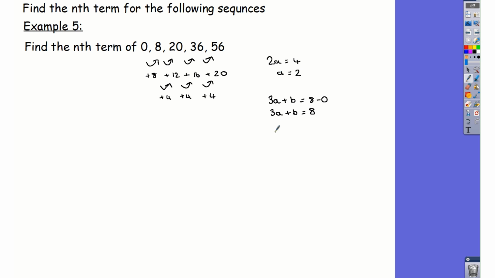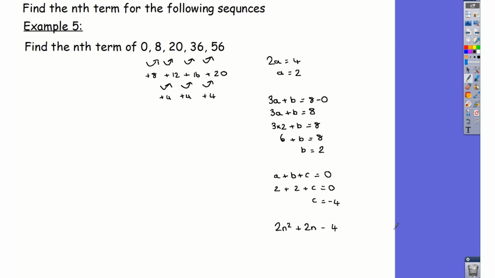I know that a is equal to 2, so I can substitute it in here. So 3 times 2 add b is equal to 8. So I've got 6 add b is equal to 8. So the value of b also has to be 2. Final thing is a add b add c is equal to our first term, which in this case is 0. So I've got 2 add 2 add c is equal to 0. So I know that c would have to equal negative 4. Final step, put it all together. So my nth term would be 2n squared plus 2n take away 4.